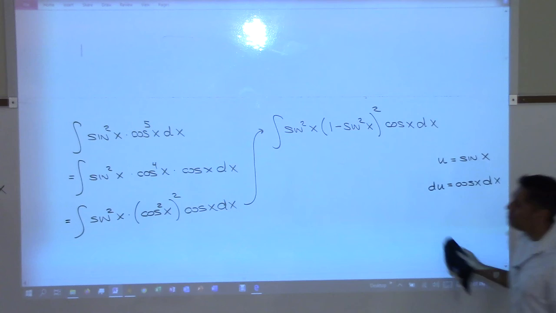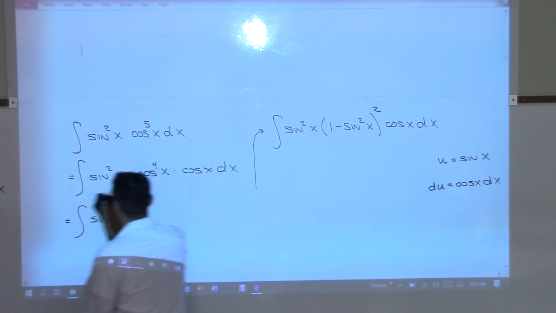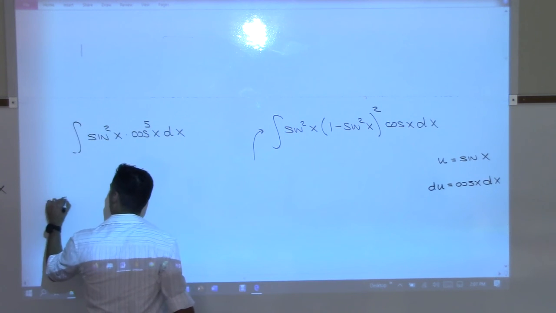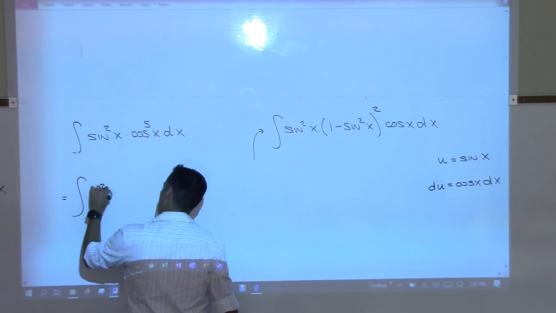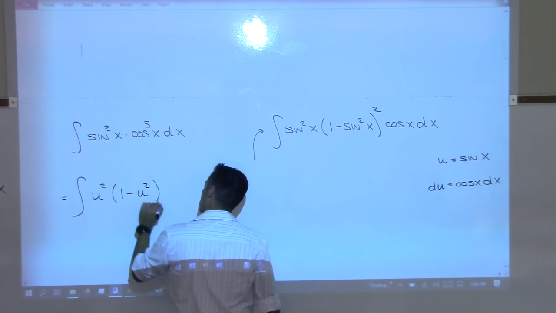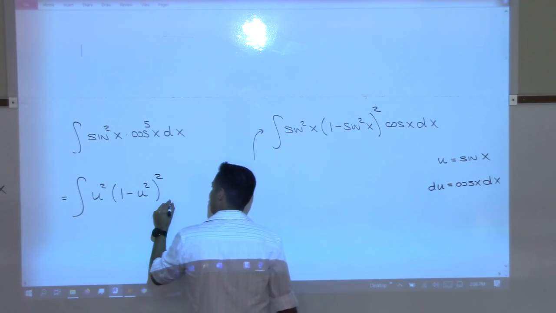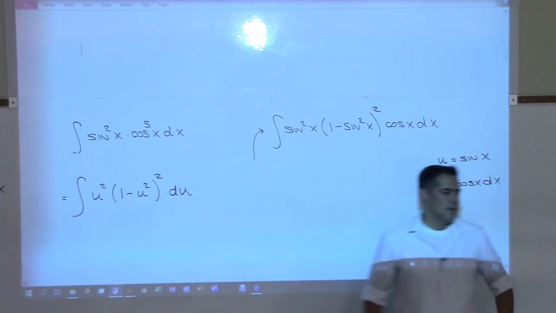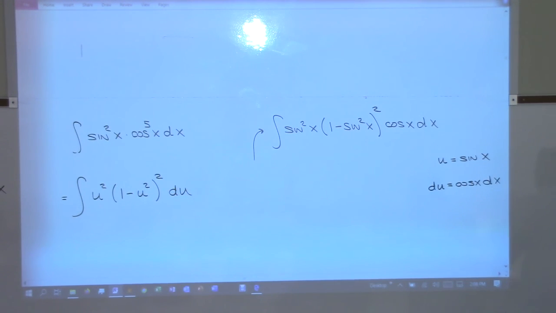Christian, tell me what the new integral is with respect to u. It would be u squared, parentheses 1 minus u squared, and then squared, du. There it is. That's it. Now we just have, basically, a polynomial. If we can expand it all out, we should be fine. We should be able to do them term by term.